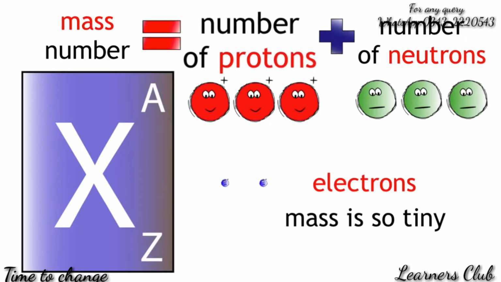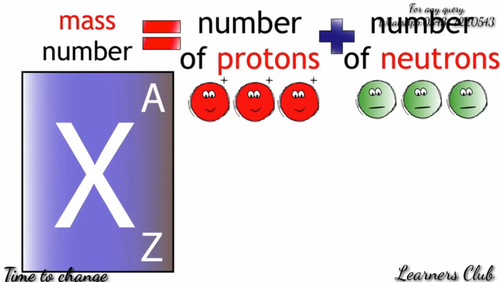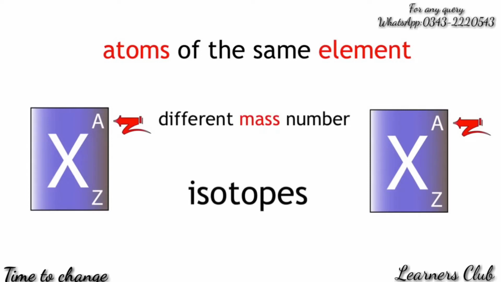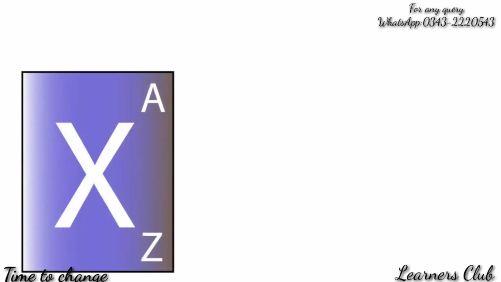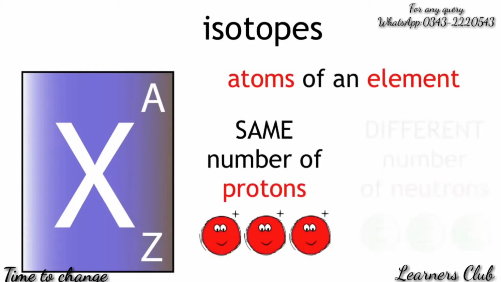If the number of protons always stays the same in a particular element, and we are ignoring the mass of electrons, it must mean the number of neutrons is causing the difference in mass. Atoms of the same element with a different mass number are known as isotopes. They are defined as atoms of an element which have the same number of protons but a different number of neutrons.